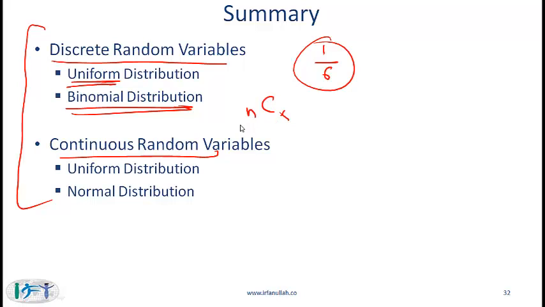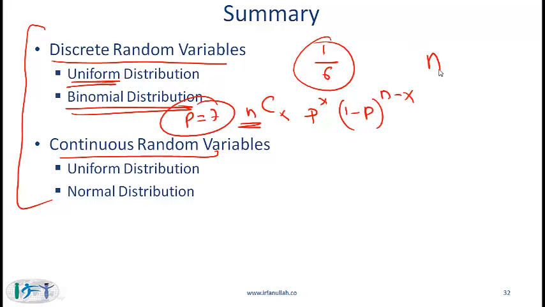The formula that you need to remember is NCX, where N is the total number of times you perform the experiment, X is the number of successes, and then P, which is the probability of success, to the power of X times 1 minus P to the power of N minus X. This is the probability of having 7 successes. Then you also need to remember the expected value is N times the probability, and the variance is N times the probability of success times 1 minus P.